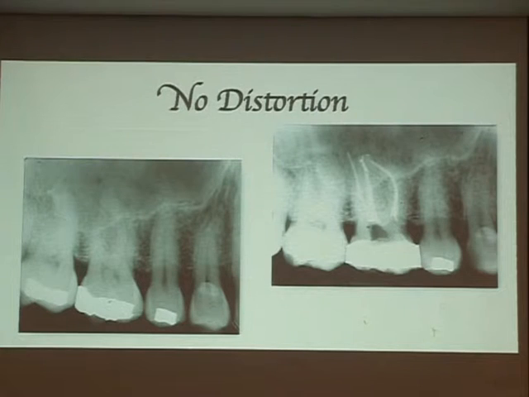Your X-ray should have no distortions because you need to measure the length. You want to see the tooth angles. You want to see the curvatures. There should be no distortion, so you can have a direct comparison between the pre-op and the post-op.